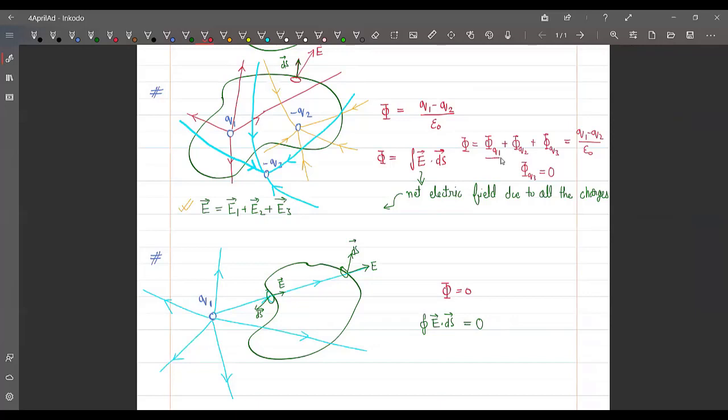Flux due to Q1. Okay. Q2, the flux is only entering. So there will be a net flux. But due to Q3, flux is first entering, then exiting, so there is no net flux for it. So due to charge Q3, there is no net flux. And that is why the resultant net flux of Q3 is 0. Okay. So that's why for any charge which is outside the Gaussian surface, the net flux will be 0 here.